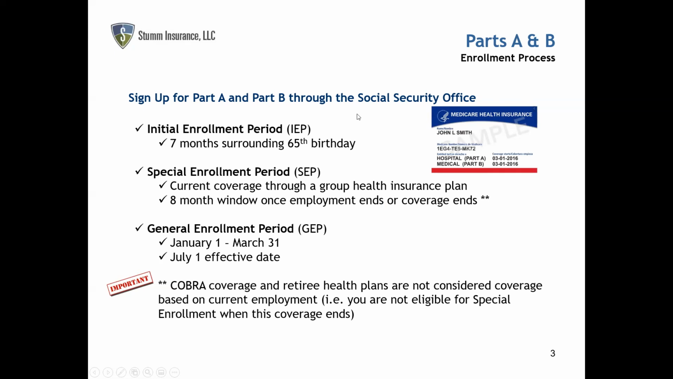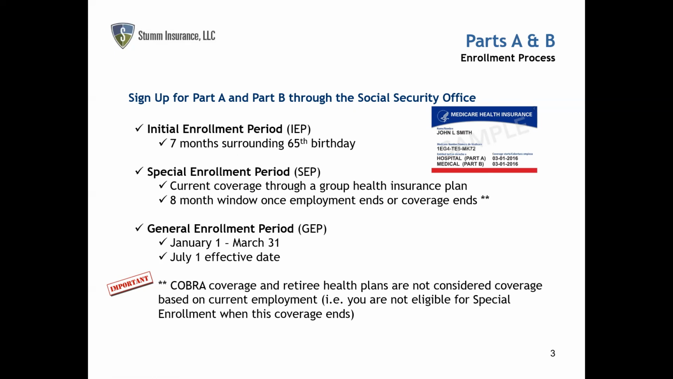Sign up goes through Social Security, although the plan is run by Medicare. The sign up actually goes to the Social Security office. And there are 3 different periods where you're eligible to enroll in Medicare. The most common and the first time you initially hear about it is your initial enrollment period. This is the 7 months surrounding your 65th birthday.